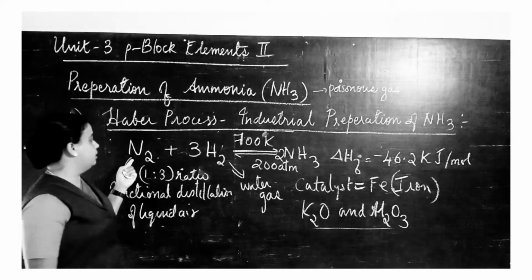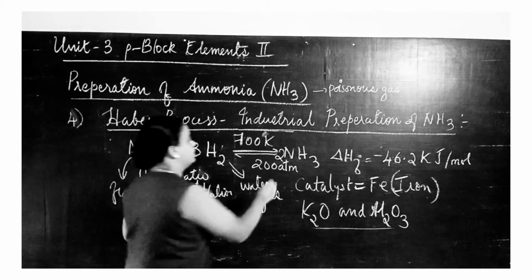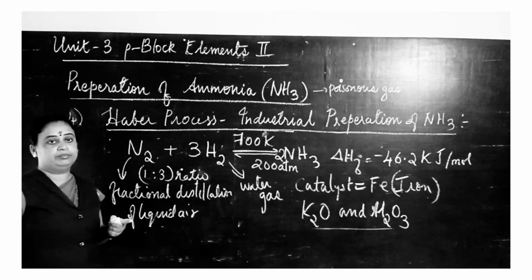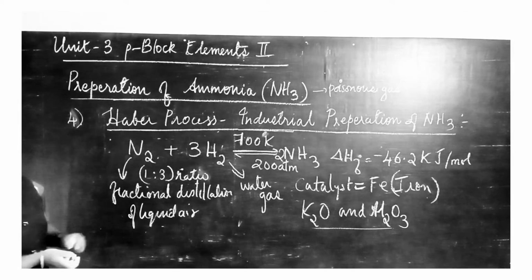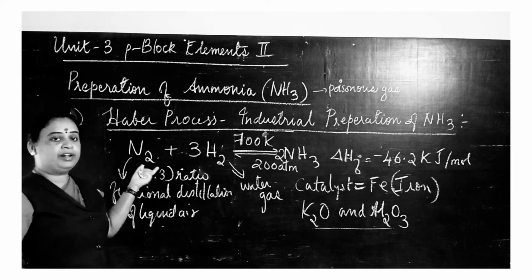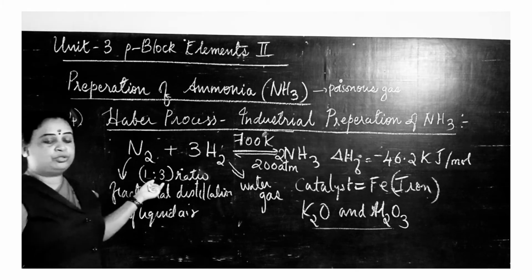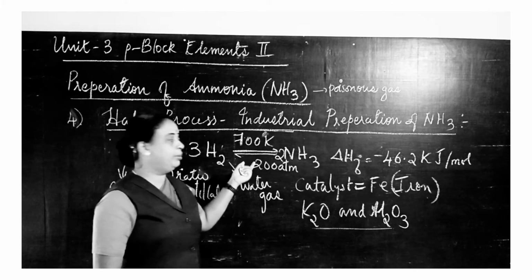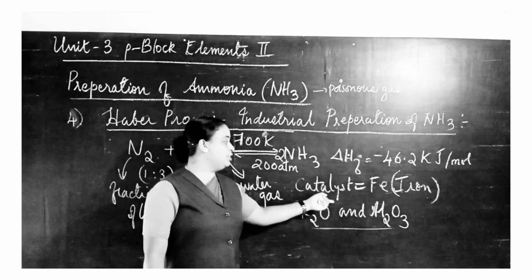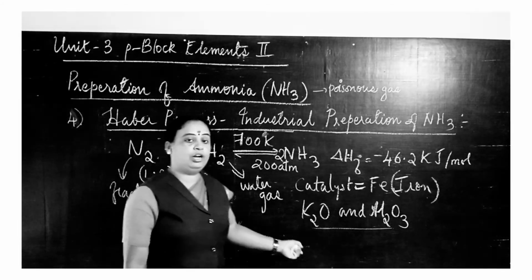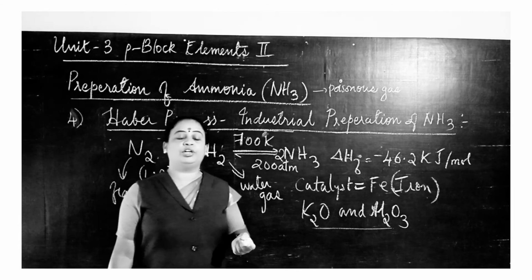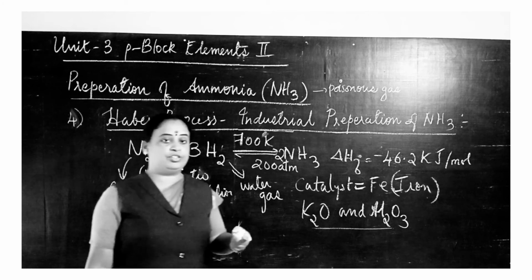Fine. So like this ammonia is synthesized on a large scale or industrial production. Fine. So nitrogen and hydrogen, the reactants, are combined in 1:3 ratio at an optimum temperature of 700 Kelvin and a high pressure of 200 atmospheres in the presence of the catalyst iron, and along with the catalyst even potassium oxide and aluminum oxide are also used in order to attain the equilibrium faster.